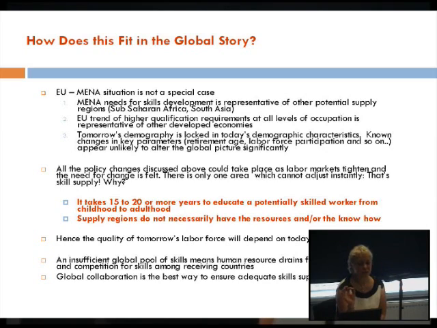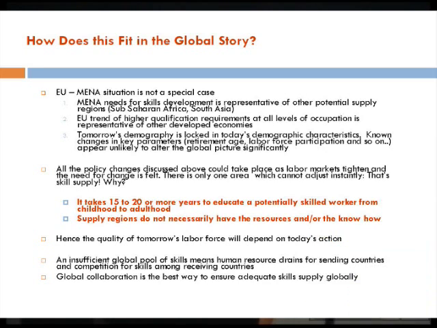How does this fit in the global story? The EU and MENA situation is not a special case. We saw at the beginning that the imbalances are going to be global. And we know that MENA's need for skill development is representative of other potential supply regions. Actually, MENA is doing better in many aspects than Sub-Saharan Africa and South Asia. So what we said about MENA is really relevant for the other potential supply countries.